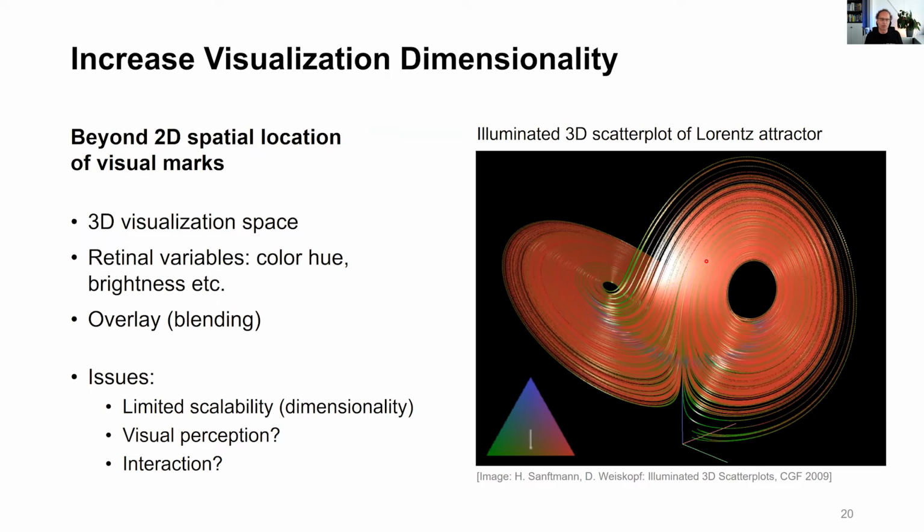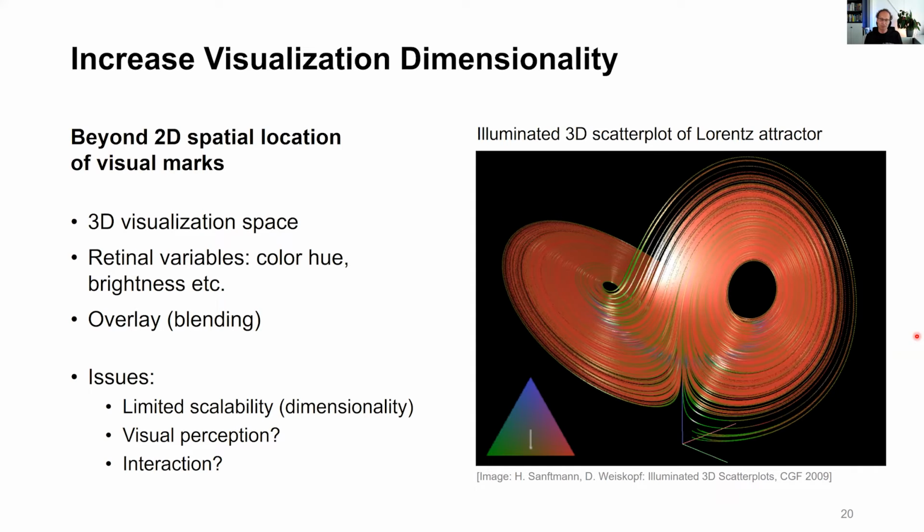Now, this is just one example. Other approaches might use additional visual channels or retinal variables, like color hue or brightness. Yet another approach might blend several visualizations on top of each other. Quite often, this is applied to multi-field data, where you take the different layers and blend them together. But this overall strategy also has a number of issues and shortcomings.